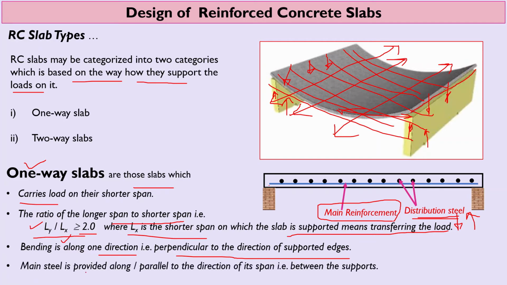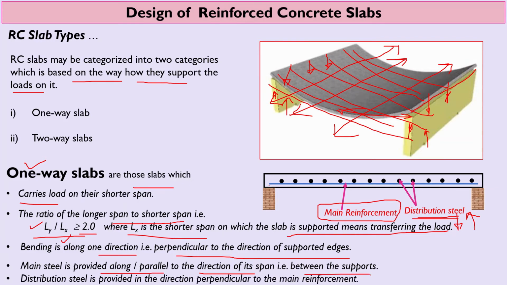As we have discussed, main steel is provided along or parallel to the direction of span, that is, between the supports. And the distribution steel is provided in a direction perpendicular to the main reinforcement. So again, if we go through this diagram, these black color bars which you are able to see are the distribution steel, and the blue color bar is the main reinforcement which has to carry all the bending moment.